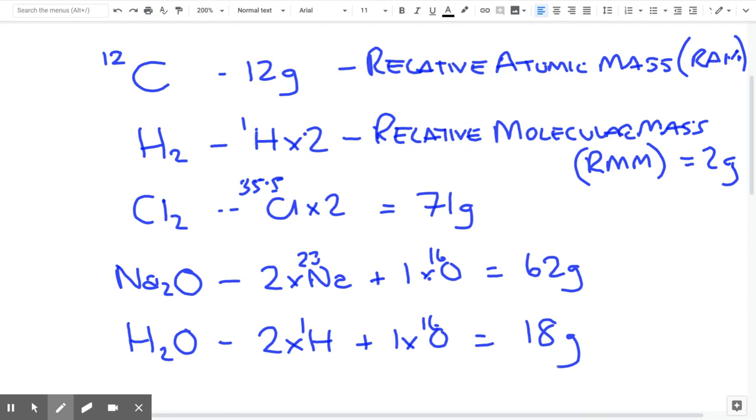So just a few examples of a way we can work out relative molecular masses and relative formula masses of compounds, and the terminology that we would see, whether we see relative atomic mass, relative molecular mass, or sometimes interchangeably the relative formula mass of a compound as well.